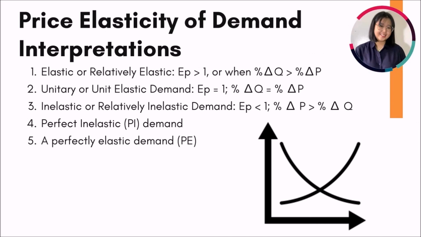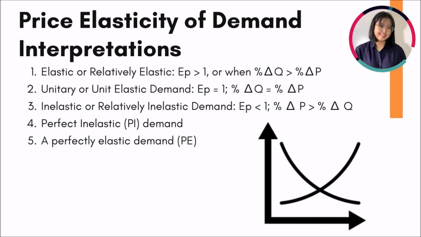Lastly is the interpretation of price elasticity of demand. Again, this is an introduction for the subsequent topics which will be elaborated more by the next group. So, there are 5 interpretations, namely elastic, unitary, inelastic, perfectly inelastic, and perfectly elastic. For elastic or relatively elastic, it has a flatter demand curve. For example, luxury items.